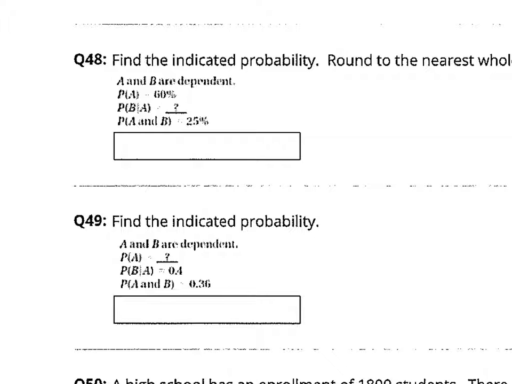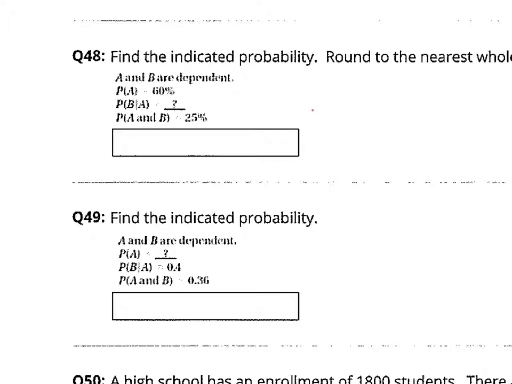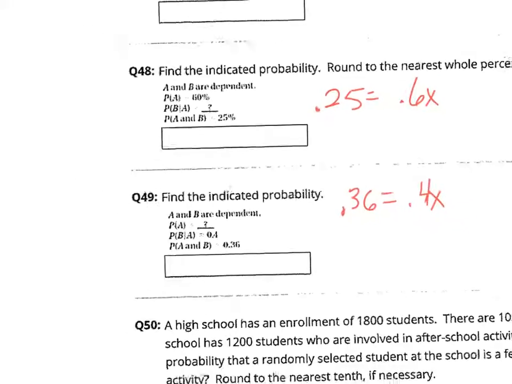48, you're going to set up this equation, 0.25 equals 0.6x, and solve for x. Same way in 49, it's 0.36 equals 0.4x. Okay, 50 is a bonus.